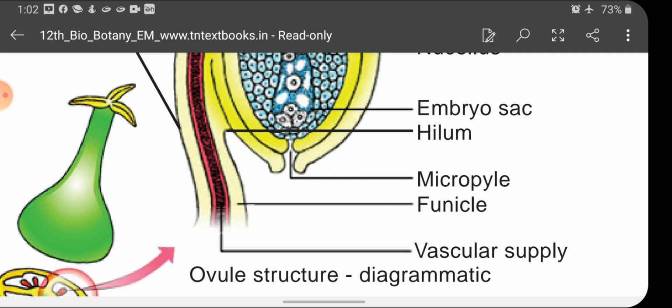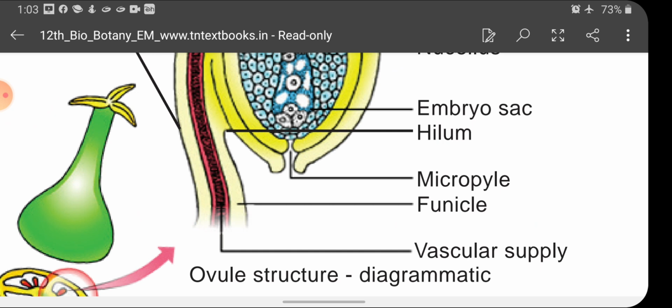This funicle is supplied with vascular tissue, xylem and phloem, which is given here as vascular supply. So the stalk which is behind the ovule is called funicle. The funicle is the region which helps to attach the ovule to the ovary wall. The place where the funicle meets the ovary is called hilum. So that's it about the stalk or funicle of the ovule.